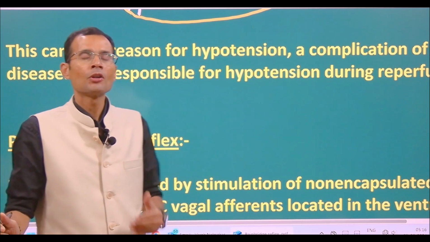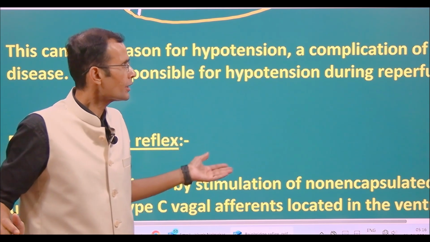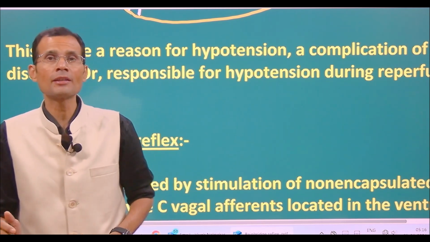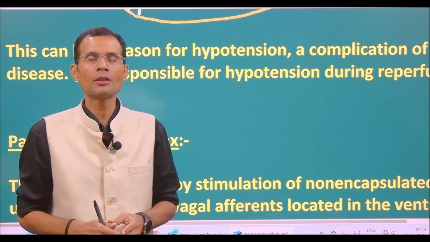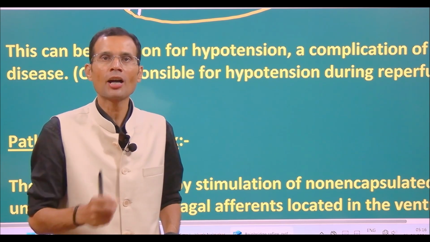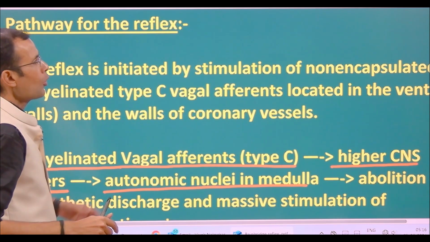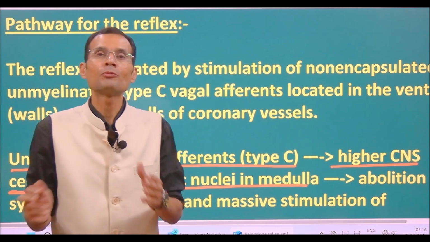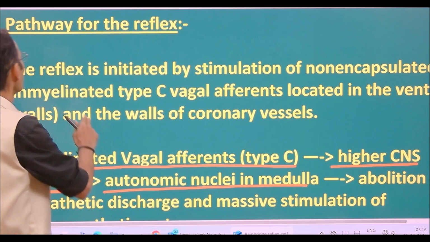in MI or during reperfusion. Hypotension is a common occurrence, or as I said, inferior wall MI is commonly associated with hypotension. And why is that? Possibly the Bezold-Jarisch reflex. Having said all of this, when do we get the reflex? Let's see the pathway for the reflex.